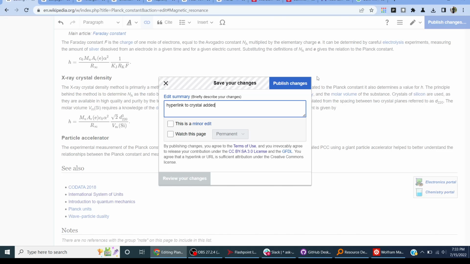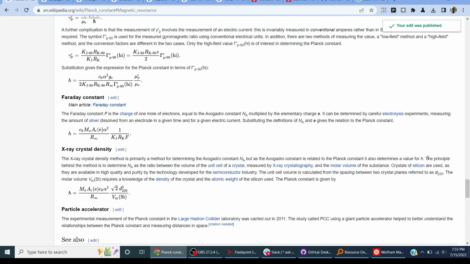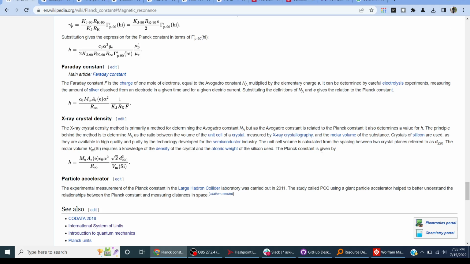The principle behind the method is to determine N sub A as the ratio between the volume of the unit cell of a crystal measured by X-ray crystallography and the molar volume of the substance. Crystals of silicon are used as they are available in high quality and purity by the technology developed for the semiconductor industry. The unit cell volume is calculated from the spacing between two crystal planes referred to as d220.